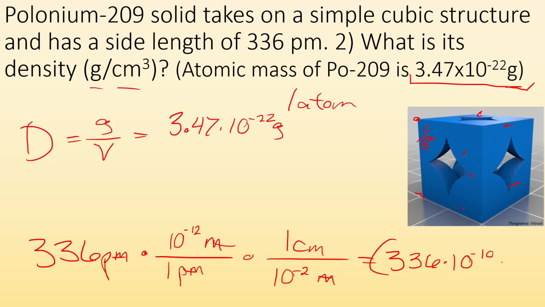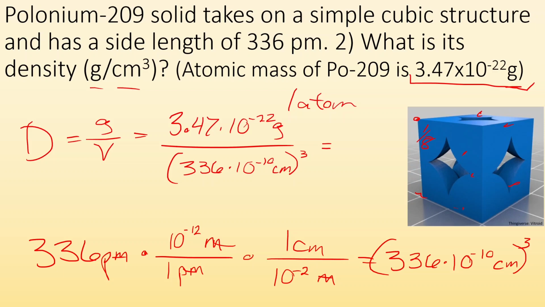But the volume is going to be that number cubed. So I get 3.47 times 10 to the minus 22 divided by 336 times 10 to the minus 10 centimeters, and then that gets cubed. When I plug and chug and get an answer for that, I get 9.15 grams per cubic centimeter. So that's how you're going to do problems like that.